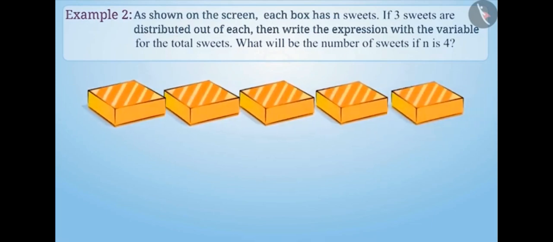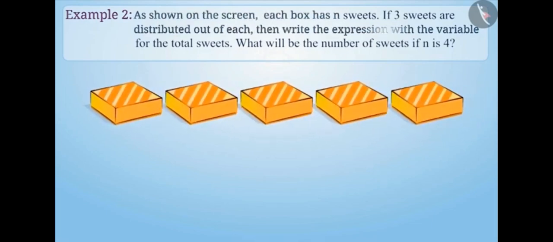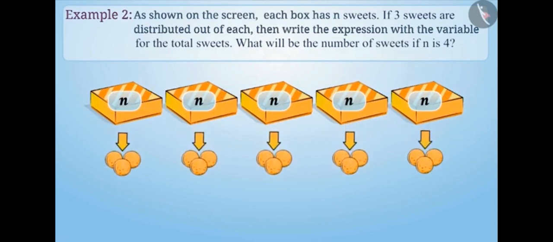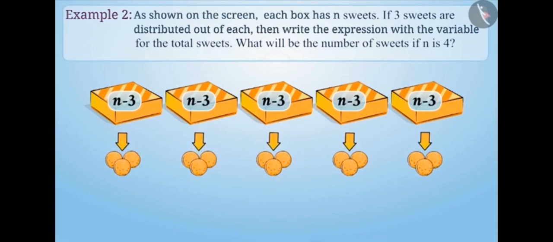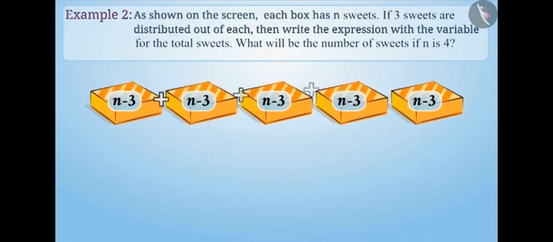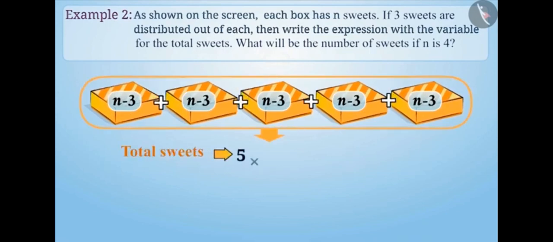There are 5 boxes, each containing n sweets. If 3 sweets from each box are distributed, then the remaining number of sweets in each box will be n minus 3. So, the total number of sweets in 5 boxes will be 5 into (n minus 3).